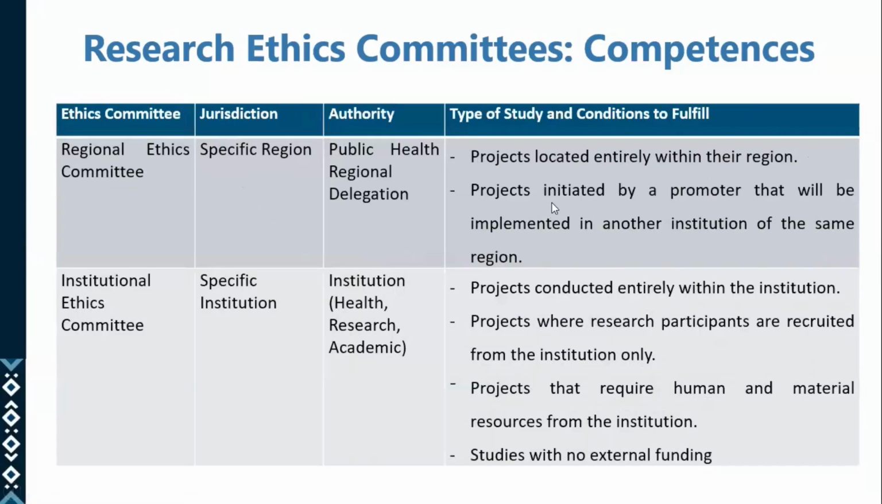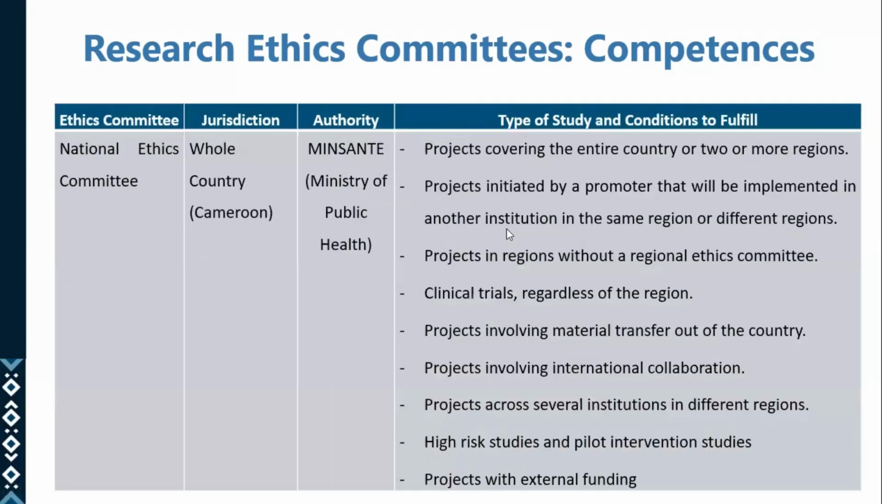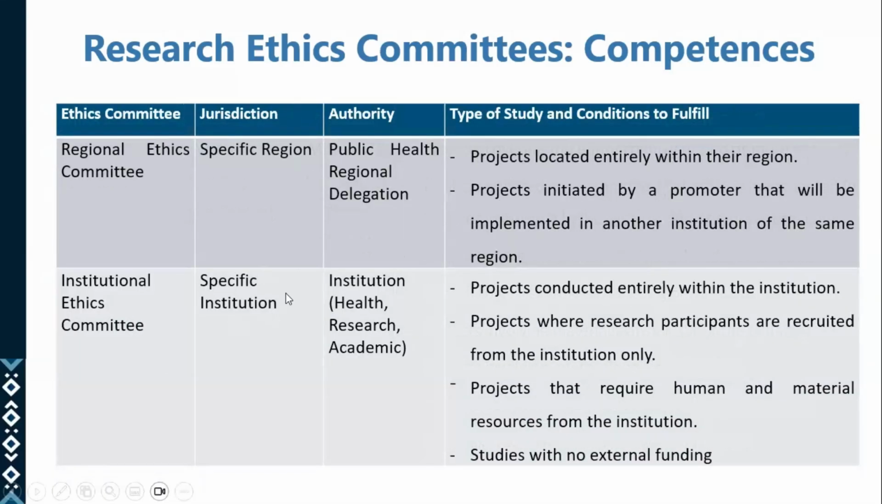What about the regional? For the regional, your project should be located entirely within your region of jurisdiction, and the project initiated by a promoter will be implemented in another institution of the same region. You can see that this sentence stops here, in another institution of the same region. Meanwhile, here we said another institution of the same region or a different region. So all projects that go to the regional ethics committee can also be part of the national ethics committee. It depends on you.